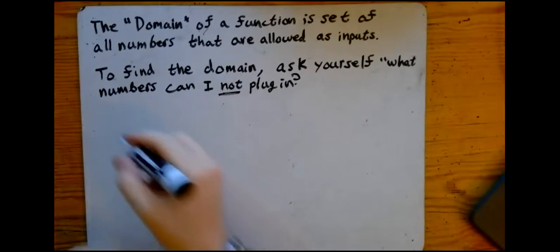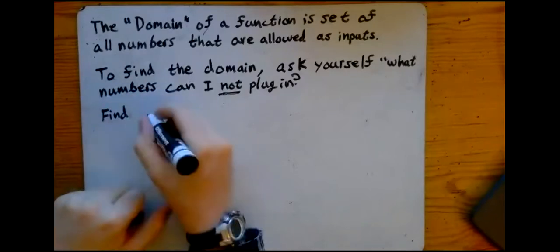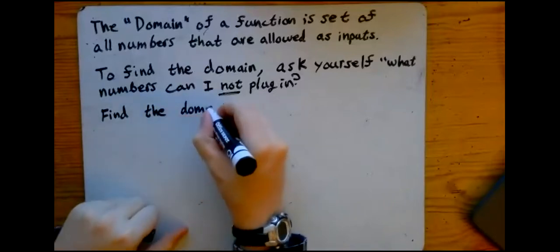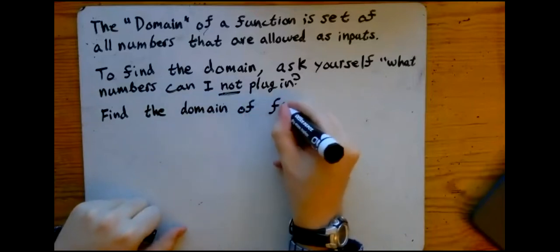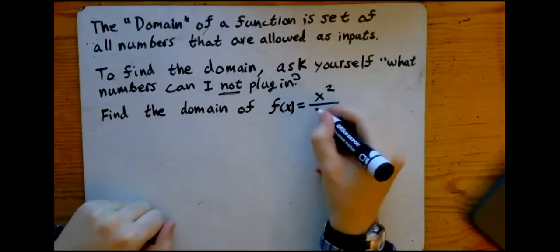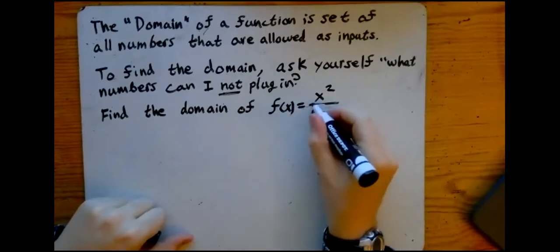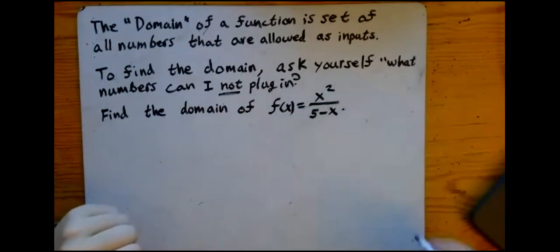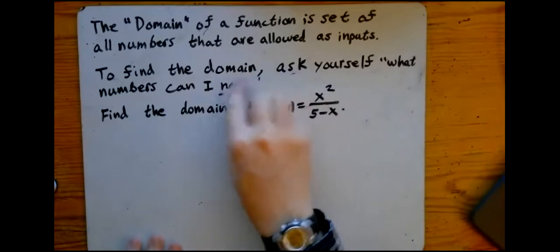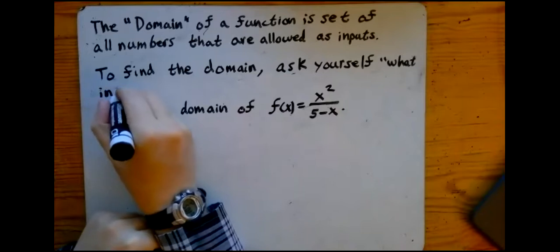Now, let's try an example. Let's find the domain of f of x equals, let's say, x squared over 5 minus x. Okay, so are there any numbers that I can't plug into this function? Rather than saying can I not plug in, let's put it this way. What inputs leave the function undefined? Let's put it that way.